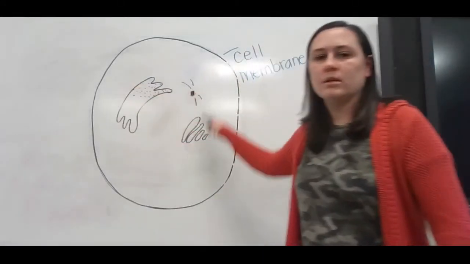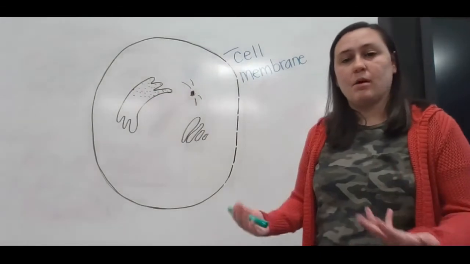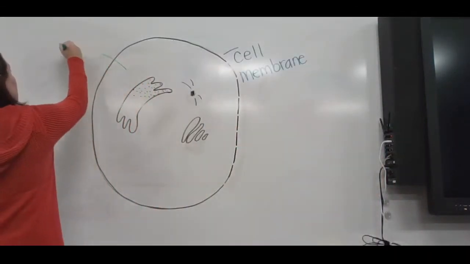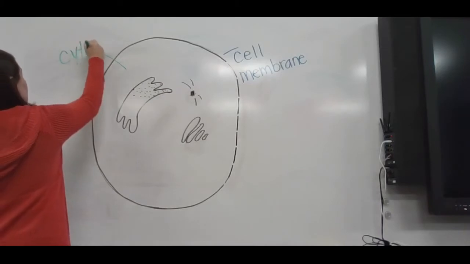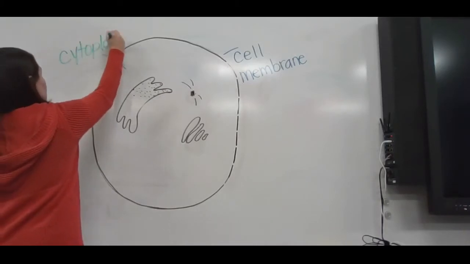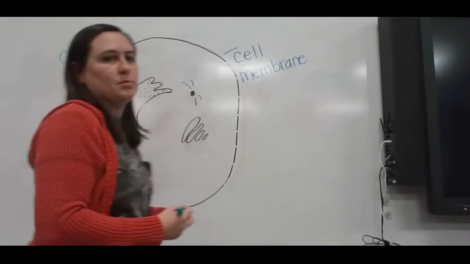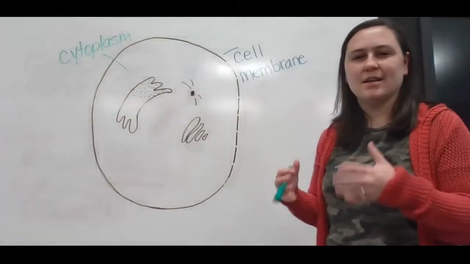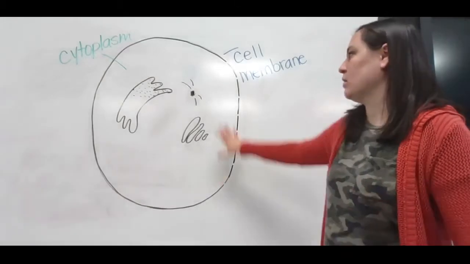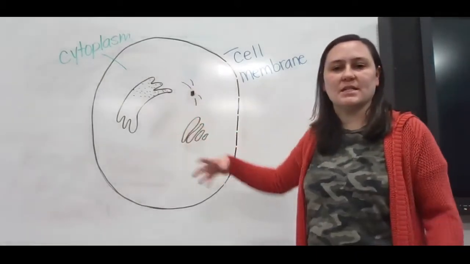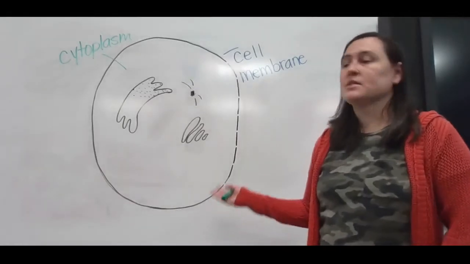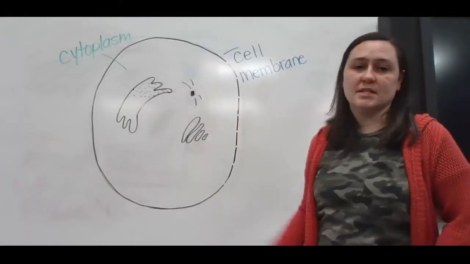This white background is actually stuff. It's part of the cell, and it's called the cytoplasm. And the cytoplasm is just the gel-like stuff inside of the cell. It's where all these organelles, everything inside is suspended. It's where they're located. So the cytoplasm is just like the inside of the cell.